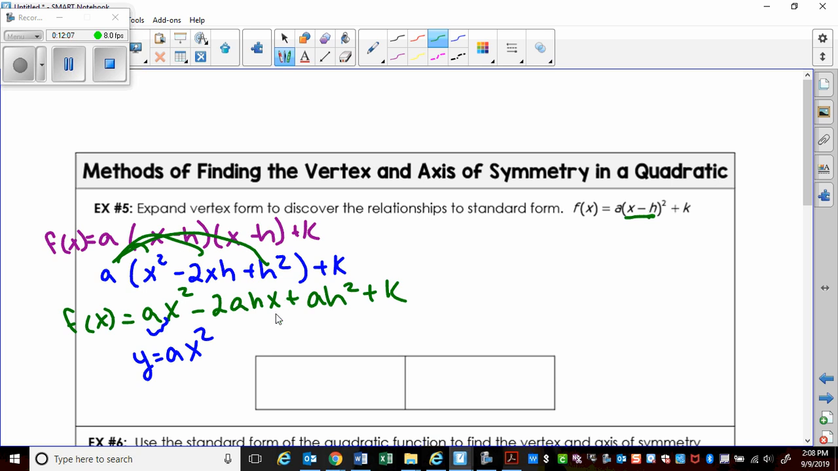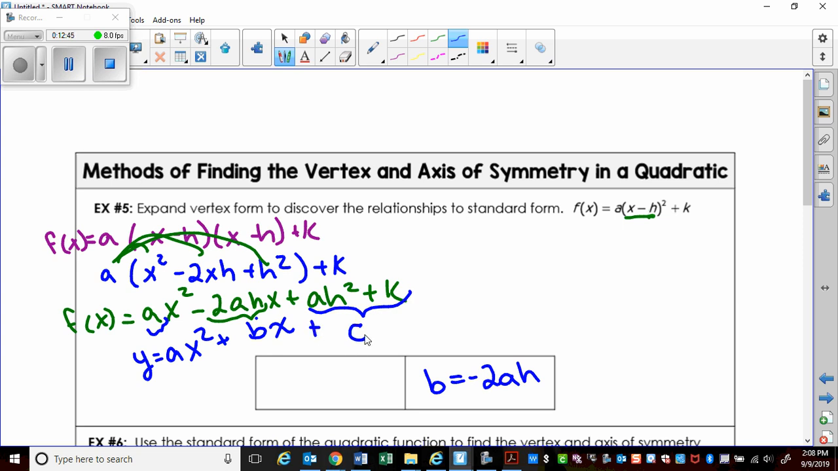Now, this has an x, right? These terms don't have x's. These 2 terms don't have x's. So this is my b. And do you see that this is a negative right here? My formula says plus bx. So this is b right here. b equals negative 2ah. I'm just deriving this for you. You can believe me. And then the rest of this, ah squared k, is going to be my c.